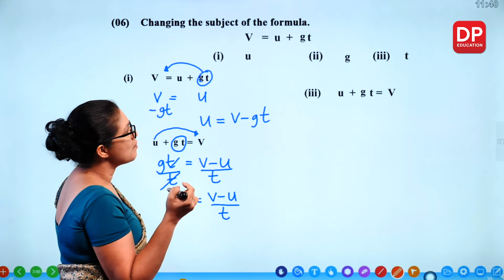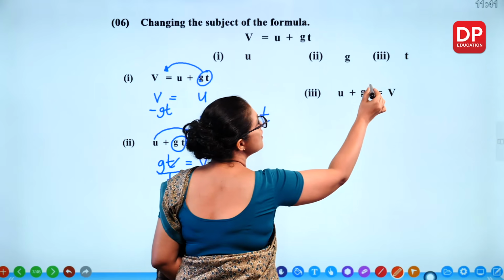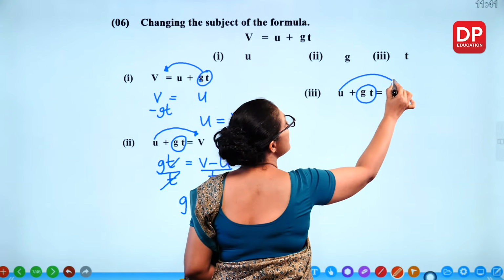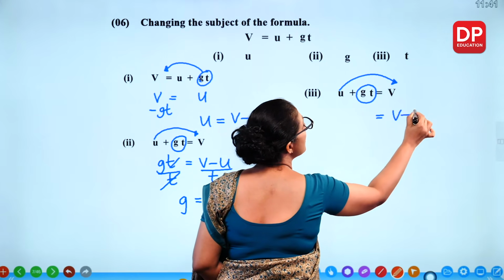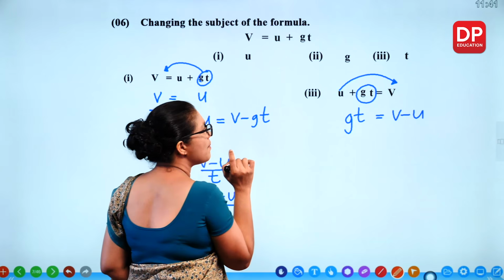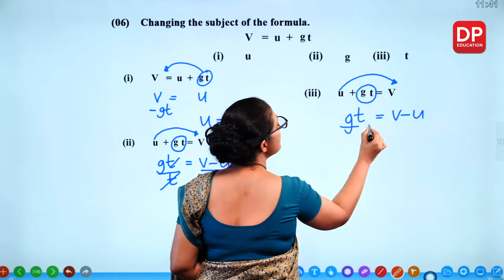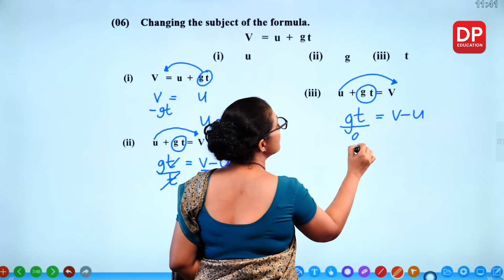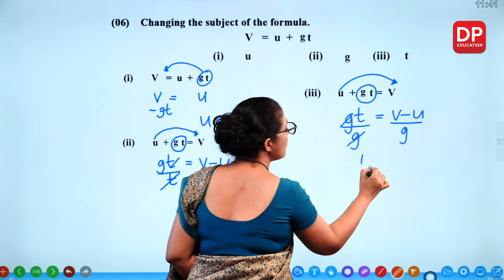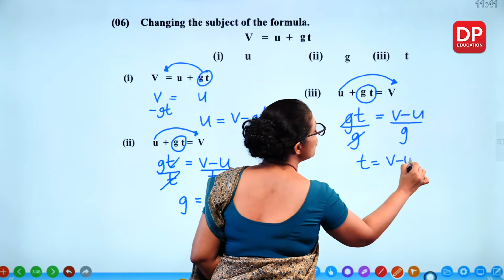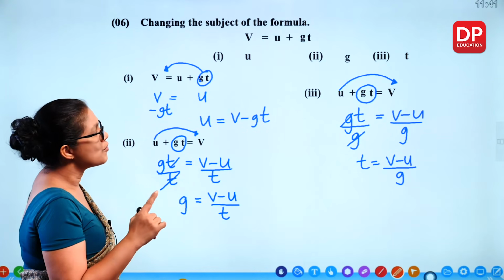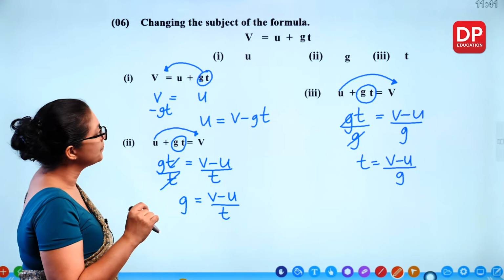Now T as the subject of the formula, that means you have to keep this one on one side and take U to the other side. So you get GT equals V minus U. Divide this by G to get T. So you get T equals V minus U over G. So now T is the subject of the formula.